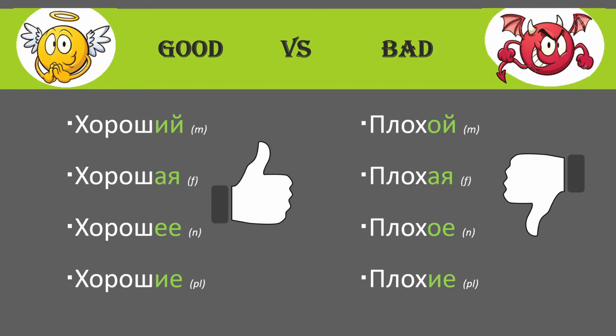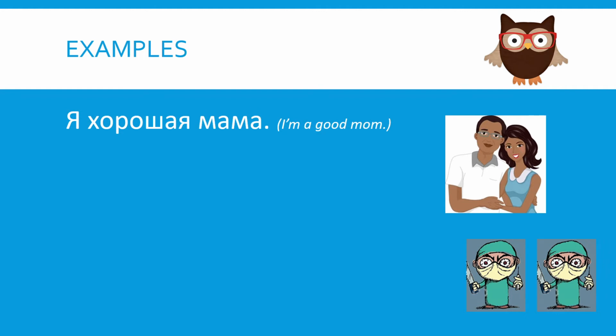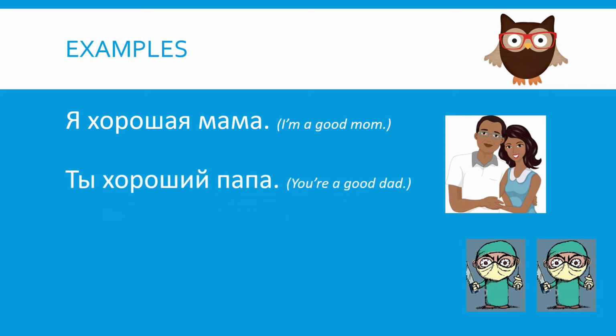Okay, now you know how to describe something as good or bad. So let's see a few examples. Я хорошая мама. I'm a good mom. Since mom is a female object, you use хорошая, the а-я ending. Now for a male, ты хороший папа. You're a good dad. It's male, so we have хороший.